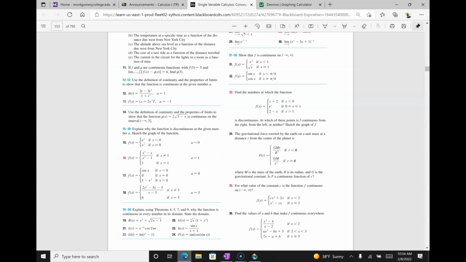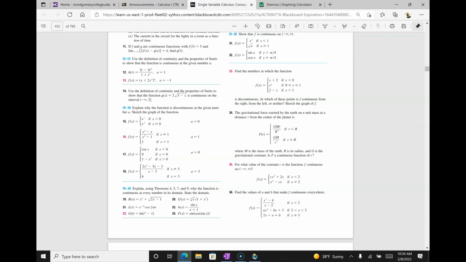Okay, here we go. I guess 17 is fine. We're interested in the limit at 0. We can cheat this one a little bit, right? Don't you think? I don't have to do it all, do I? Hard to see it. It's cosine if x is less than 0. It's 0 when x equals 0. It's 1 minus x squared if x is greater than 0.